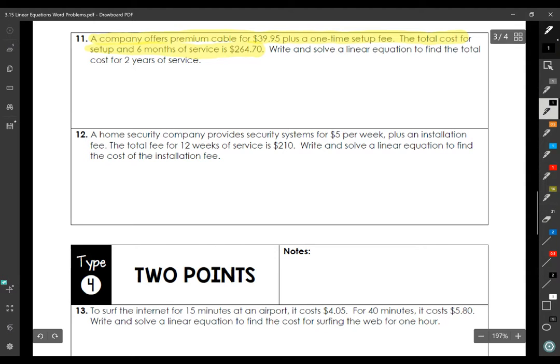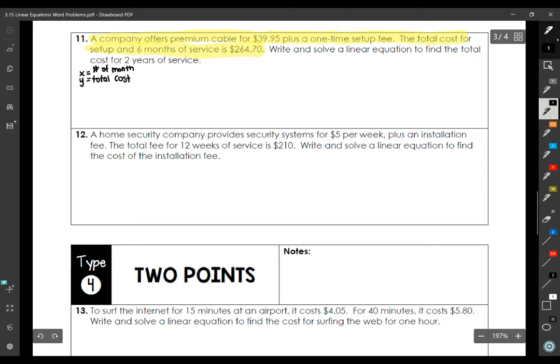So again, let's define x and y. Okay, well, again, we're talking about cost. We're talking about price, right? So again, our dependent is total cost of the cable, right? Okay. And x is the number of months, I guess. Number of months.